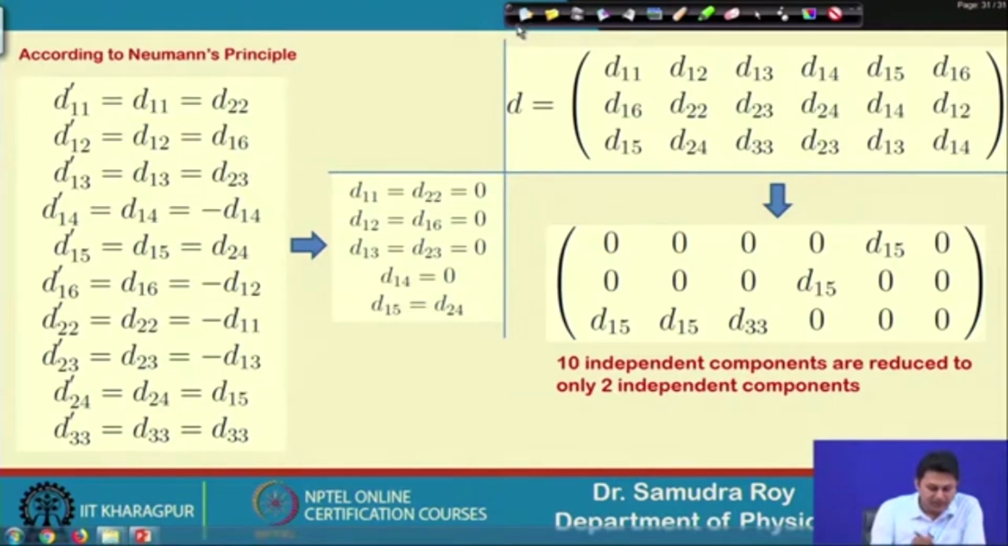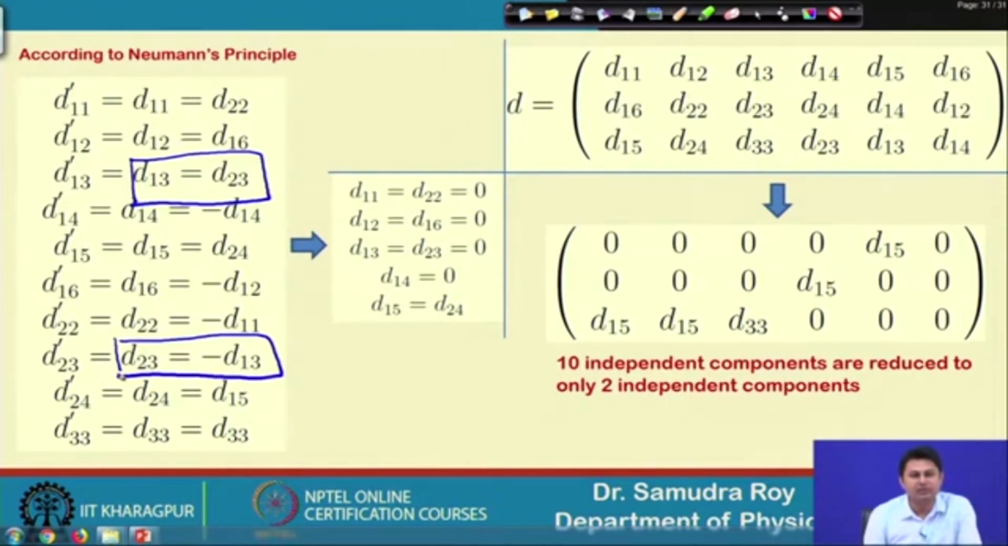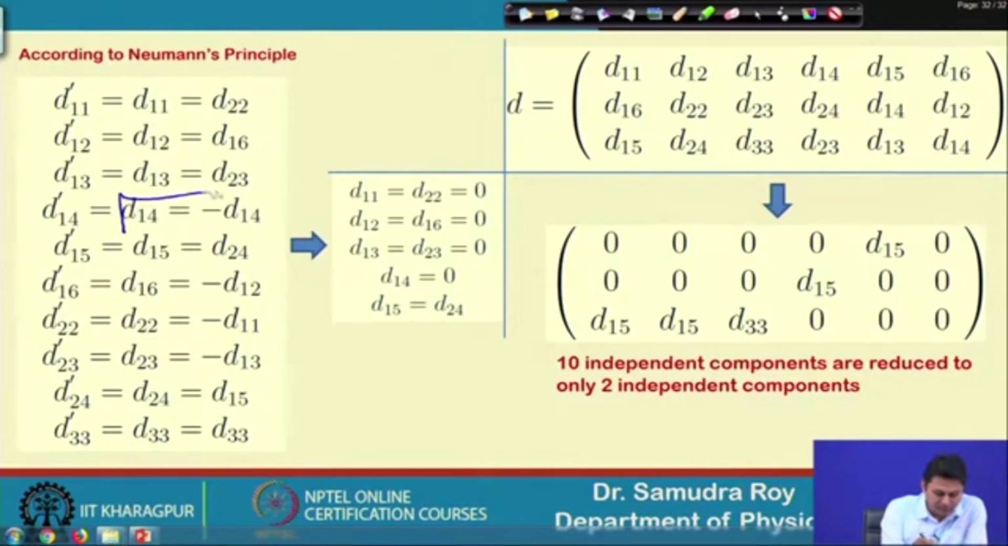What else? We can find D13 and D23, and again here D23 and minus D13. If I compare these two like in the previous cases, we find that D13 equals 0 and D23 equals 0, and that is the only solution for these two given equations. So again we find these two are 0. What about D14? We have an equation here which suggests that D14 is equal to minus D14. Again this equation cannot hold unless the value of D14 is 0. So that means D14 value is 0.